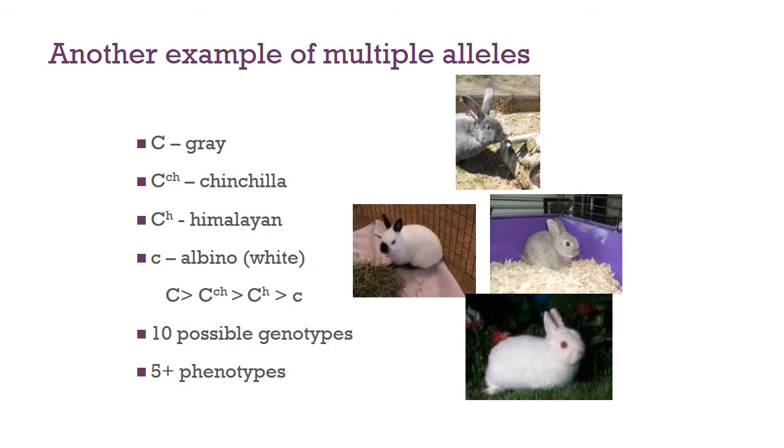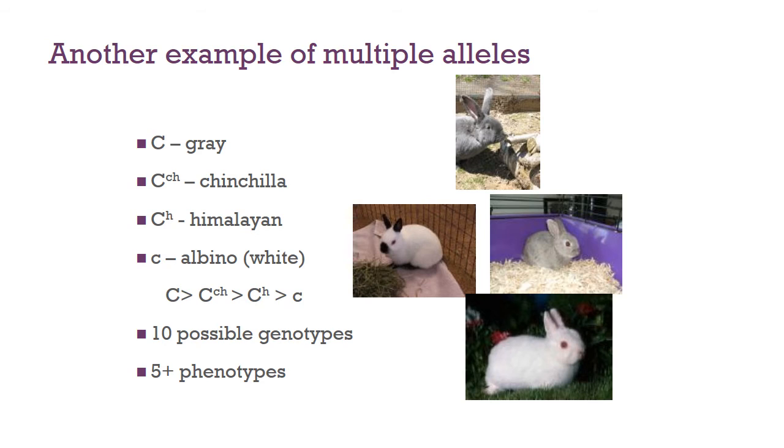And then the C is what we use for our dominant allele. So chinchilla is recessive to gray. Himalayan is recessive to chinchilla and gray.